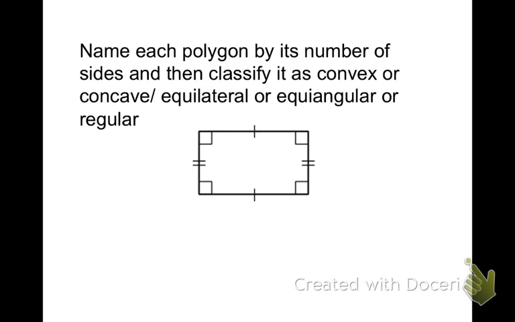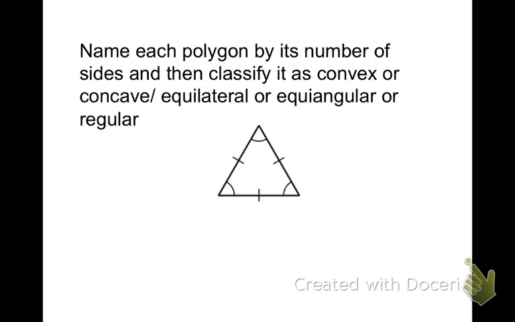Quadrilateral. Concave or convex? Convex. Equilateral, equiangular, regular? Equiangular, because it has all 90-degree angles, right? Not equilateral, because these aren't the same tick marks. Classify by the number of sides. Triangle, convex or concave? Convex, equilateral, equiangular, regular. That is a regular. Good.